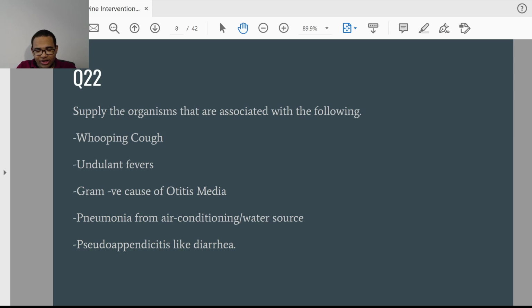And then another important thing to know about Bordetella is that your white count can get so high, you can almost think the person has like a white blood cell malignancy, right?